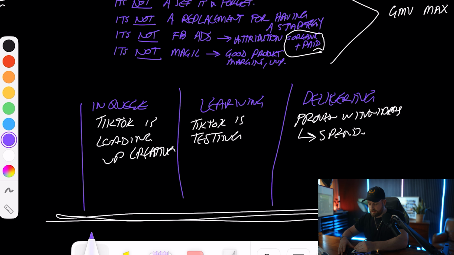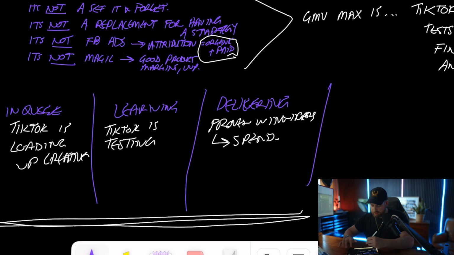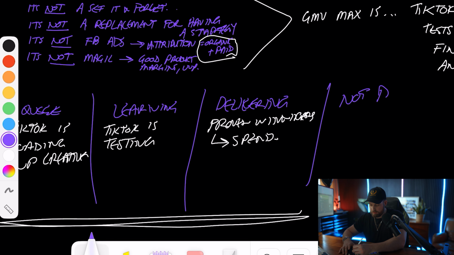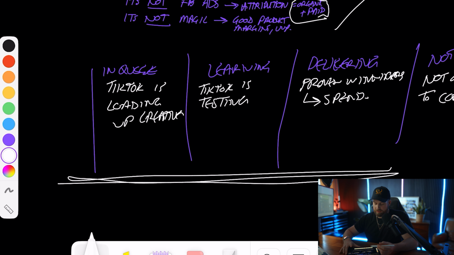Now the other phase is the not delivering, okay? And the not delivering phase is basically where TikTok has deemed that they're not going to convert. In queue, learning, and delivering. What do you need to focus on with this stage? Okay, so the goal here, what is your goal?